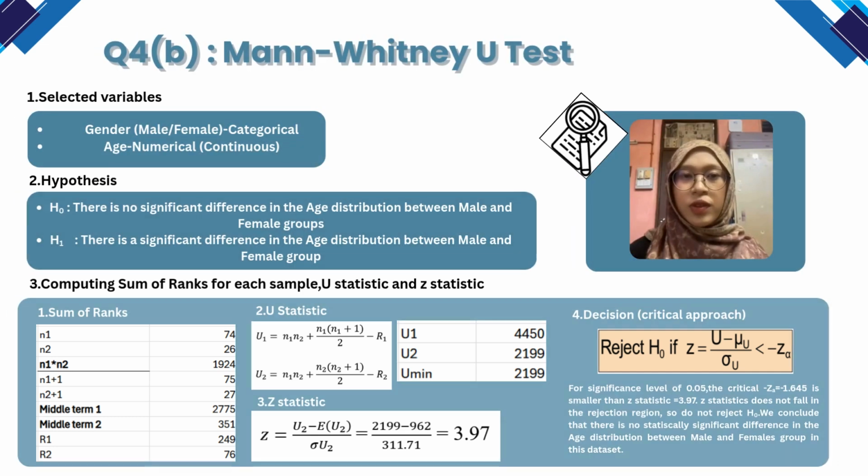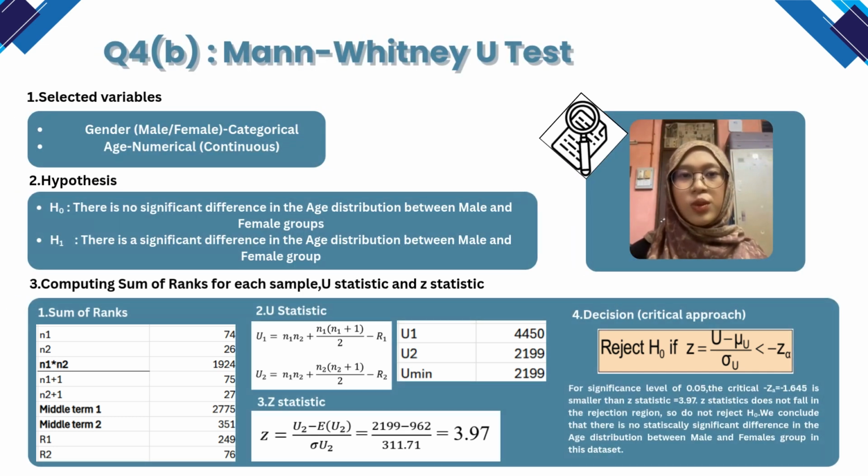Now, we move to question 4B, where we need to do the Mann-Whitney U test, also known as the Wilcoxon rank-sum test. The Mann-Whitney U test is a non-parametric statistical test used to compare two independent groups when the dependent variable is either ordinal or continuous but not normally distributed. So here I already selected two variables, which are gender and age. It is suitable to use here since age is numerical data under a continuous variable.